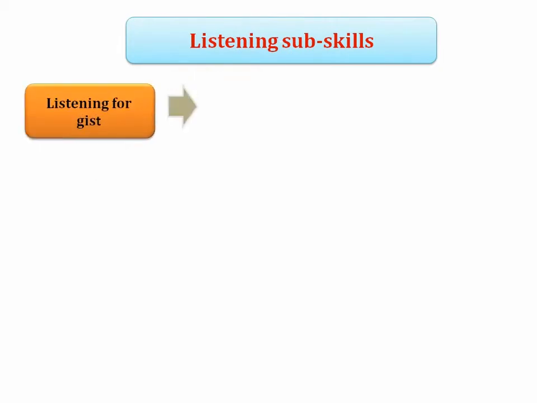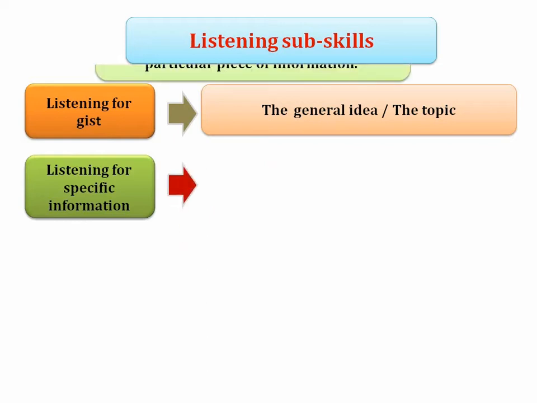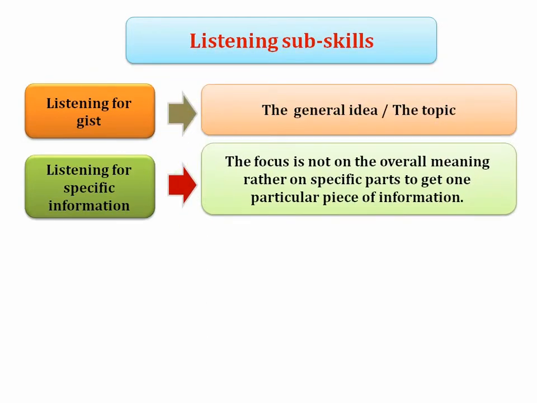The first one is listening for gist. Learners here listen to get the general idea or the topic of the listening material. So, the focus is on the overall meaning rather than on details. The second listening sub-skill is listening for specific information. It implies focusing on specific parts of the audio material to get particular pieces of information. So, here there is a kind of selection in the listening process. The learner concentrates on given parts of the audio material and neglects the other parts that are not really relevant to the questions given.